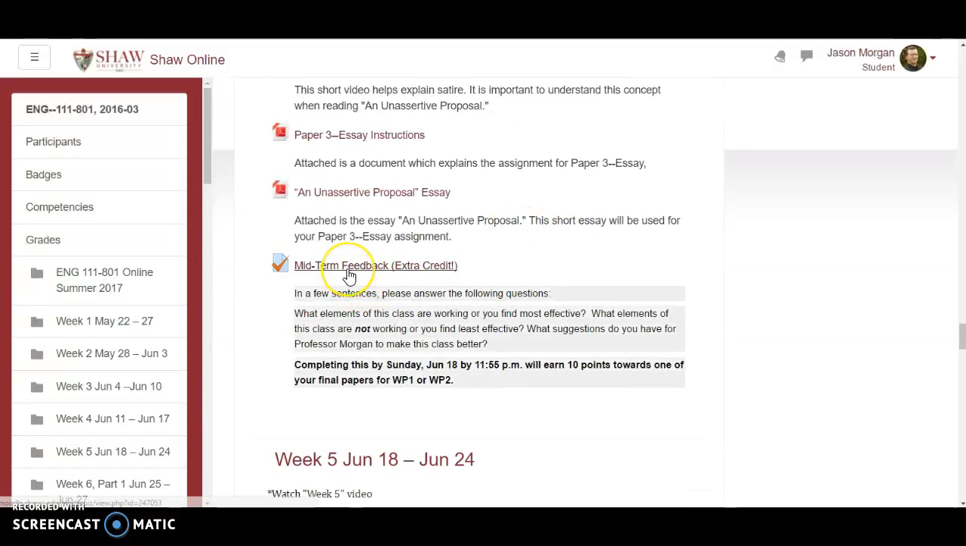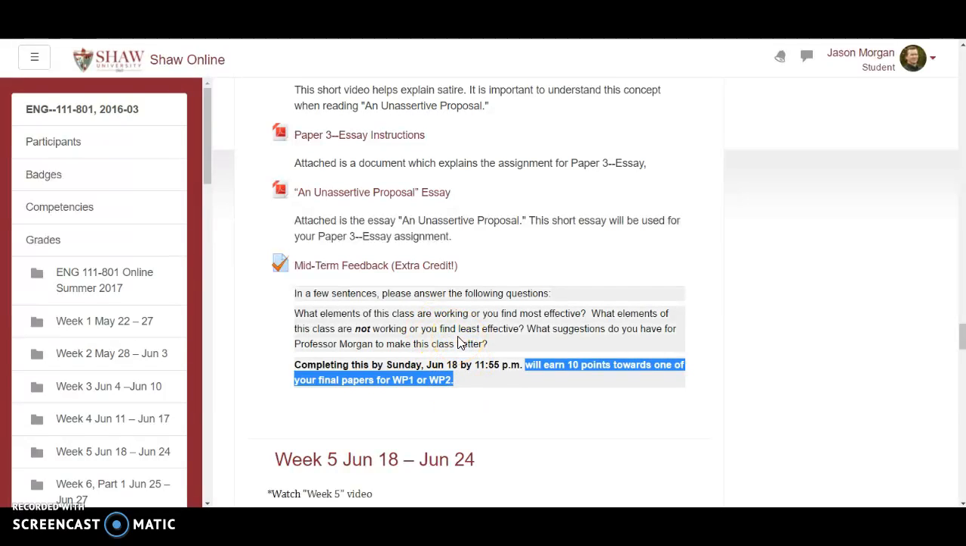Then extra credit, yay! In a few sentences, you're going to answer what elements of this class are working and you find most effective, what elements are not working for you or you find least effective, and what suggestions you have for Professor Morgan to make this class better. If you do this, you will earn 10 points towards one of your final papers from Writing Project 2 or Writing Project 1.